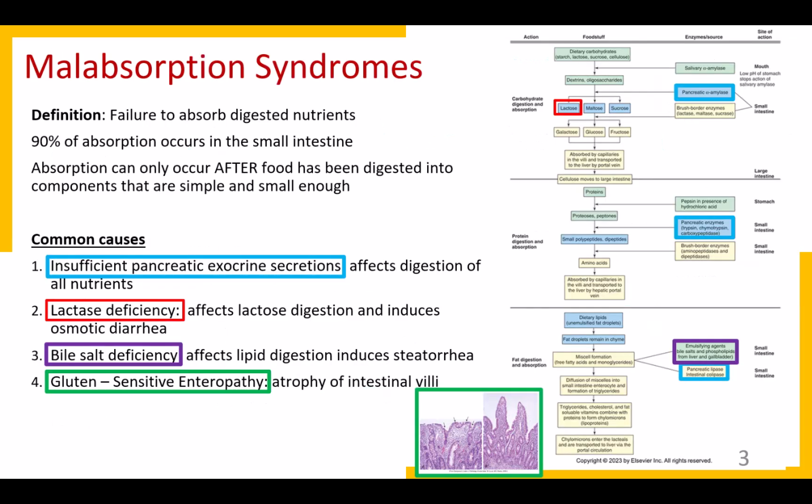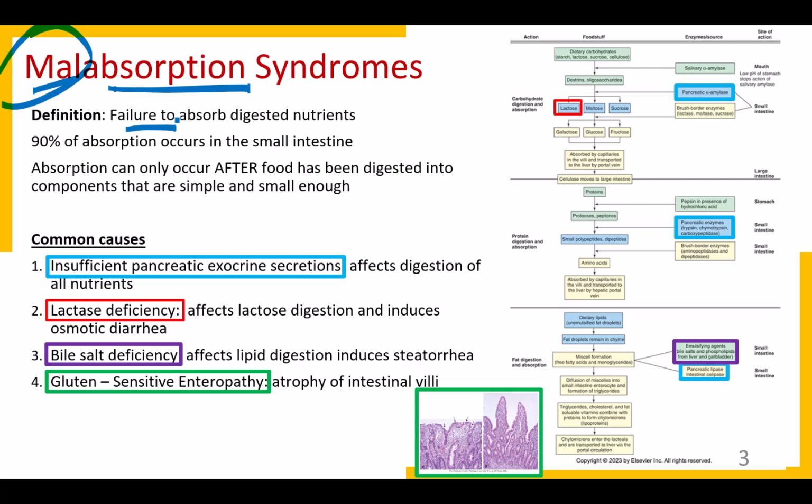The second syndrome I'm going to talk about is malabsorption. So again, mal is a negative absorption. And so malabsorption is the failure of the nutrients that we eat to be absorbed. Now, because 90% of absorption occurs in the small intestine, that's where a lot of malabsorption syndromes are centered on.